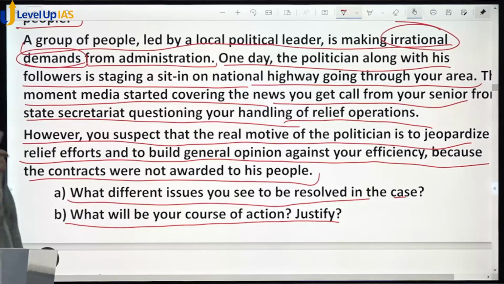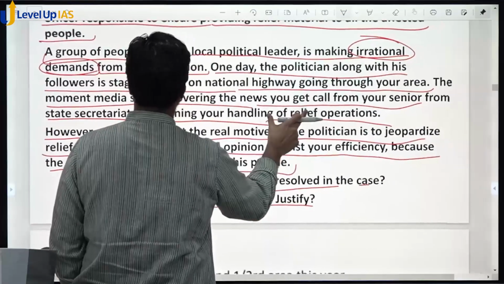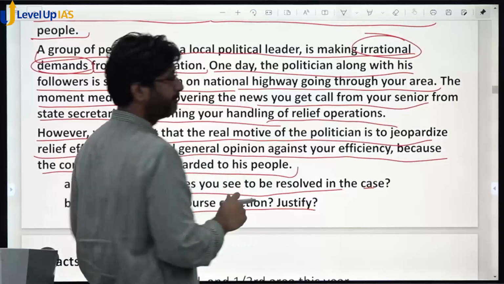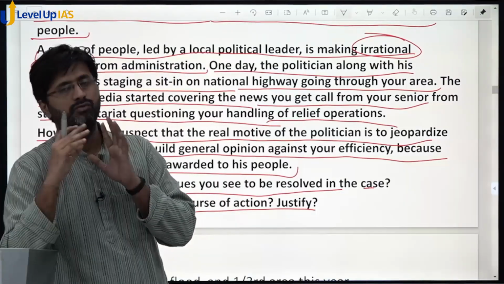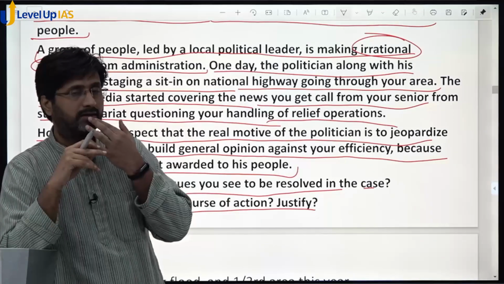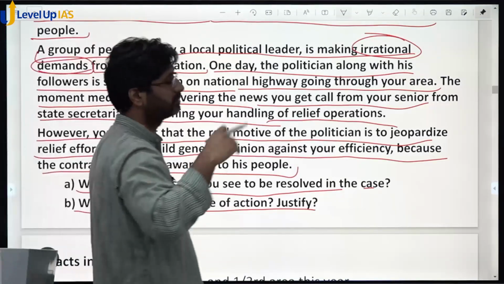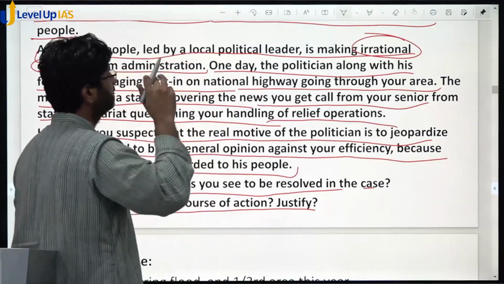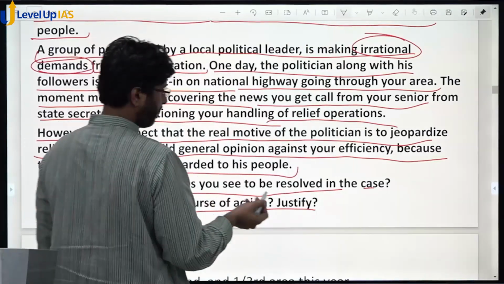So as I said, this is a course of action type question, right? So here the multifacetedness of your answer, your thinking, is what will be checked. That is the second type of course of action question. The first was the options type, sorry, ethical options, right?